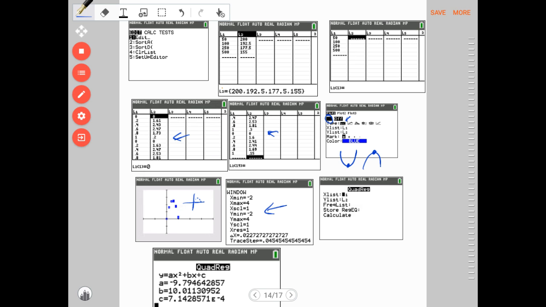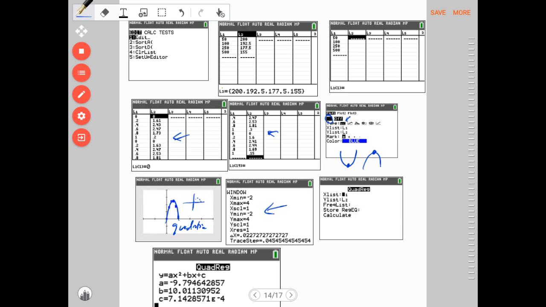So now that you have your data in there, we can see from the way the data looks, this is very much a parabola. That looks symmetrical. That is definitely a parabola. This is definitely a quadratic.